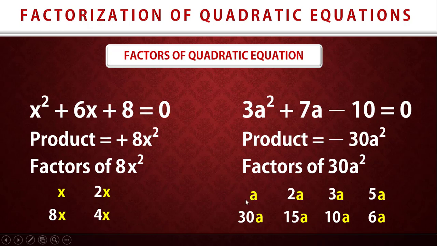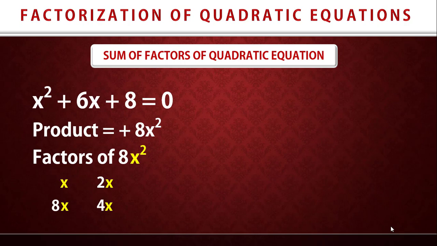So let's check out something now. If you say A times 30a, that will still give the same thing as 30a squared here. If you do the same thing to all of them, 2a times 15a, you get the value here, 30a squared, back. I'm sure now you have an understanding of the factors of a quadratic equation.